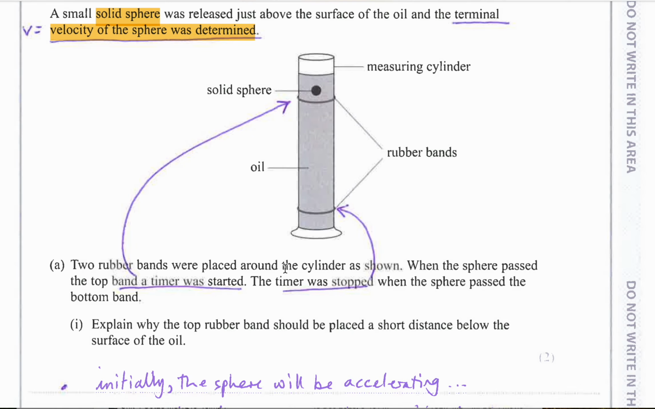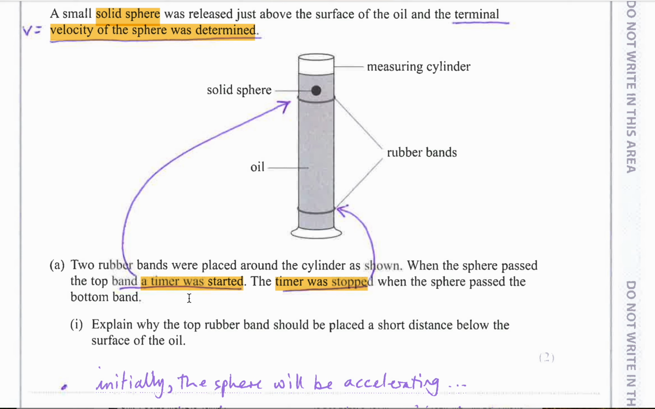2 rubber bands were placed around the cylinder as shown. When the sphere passed the top band, a timer was started. Okay, so it doesn't say how, but a timer was started. So that starts the time. The timer was stopped when the sphere passed the bottom band. So you know the time it's traveled from there to there. You can measure the distance, so you'd be able to work out the average speed that it is traveling at between there. Hopefully it has reached terminal velocity.